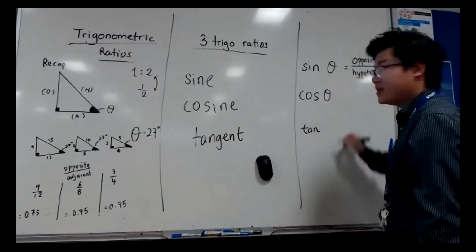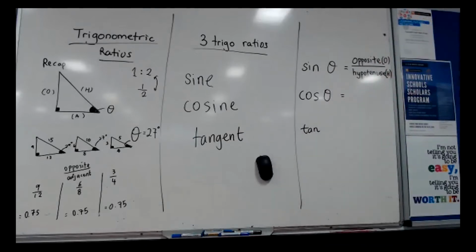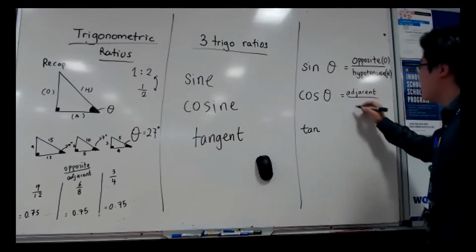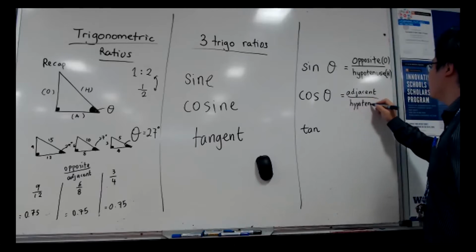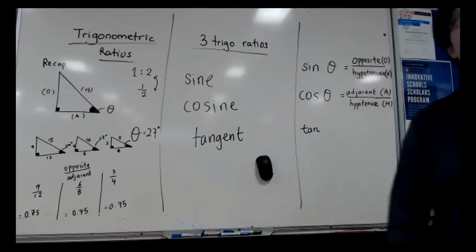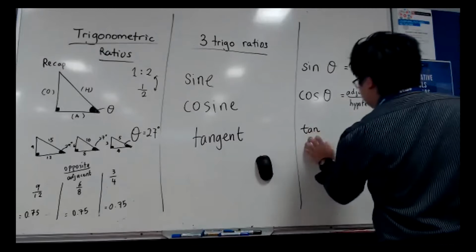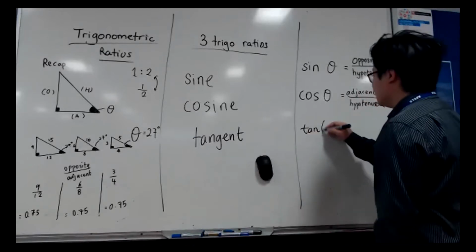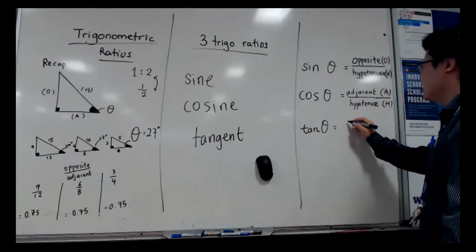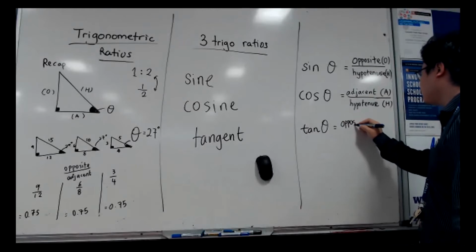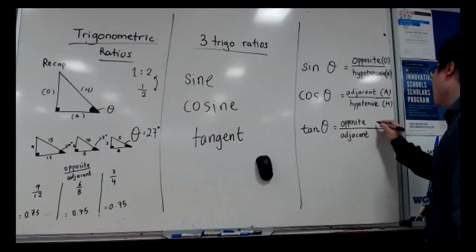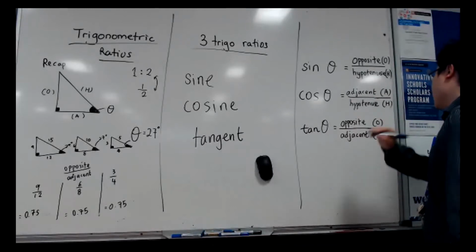Cos theta equals to adjacent over hypotenuse. So that's A over H. Now, last but not least, I've got tangent. Tangent theta equals to opposite over adjacent, which is O over A.